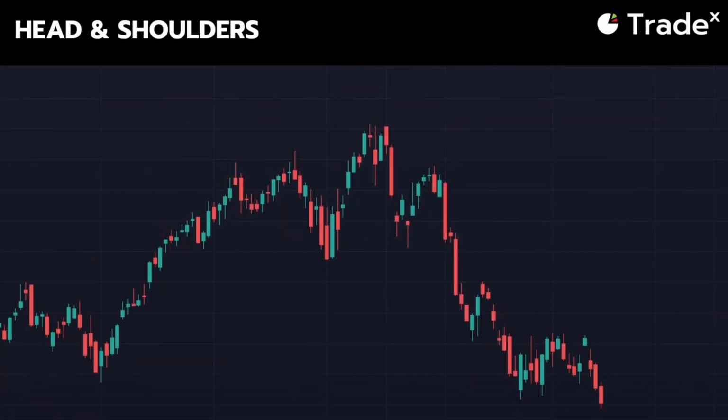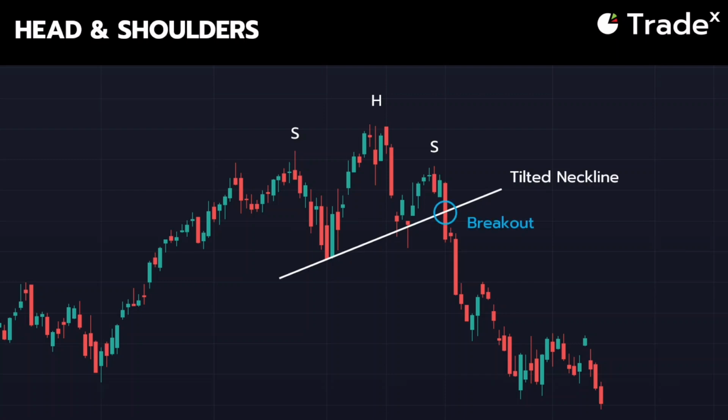Sometimes, a tilted neckline can actually be advantageous. In this example, a classic head and shoulders pattern forms, but the neckline is tilted upward. This tilt provides a more favorable entry point when the price breaks below the neckline.